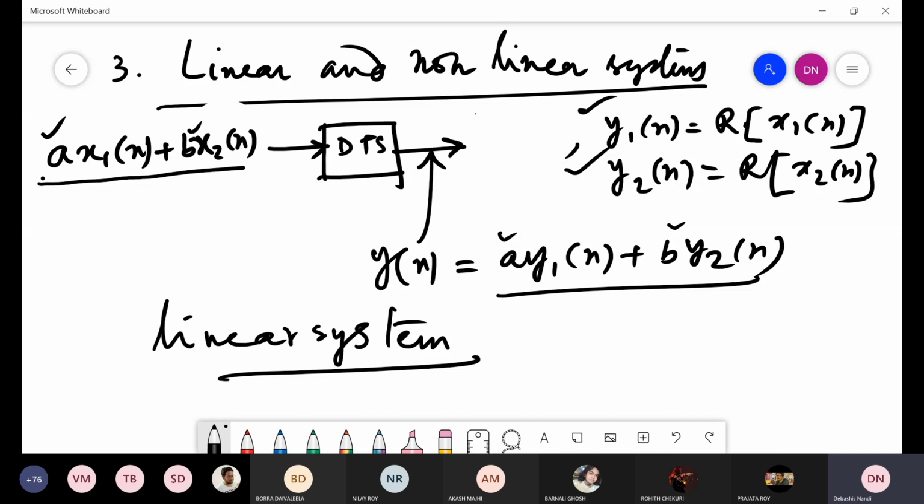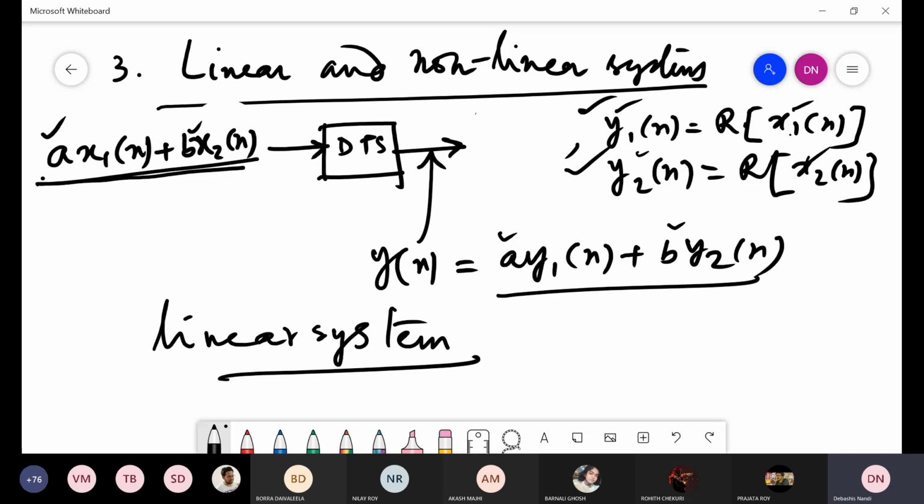And what is the meaning of that? Linear superposition means this. Suppose I have input signal x1[n], and for this x1[n] you get some output y1[n]. If you change the input signal to x2[n], you get a different output y2[n]. Then you take the linear combination of the previous two inputs, a x1[n] and b x2[n], and give that linear combination to the input of the same system.